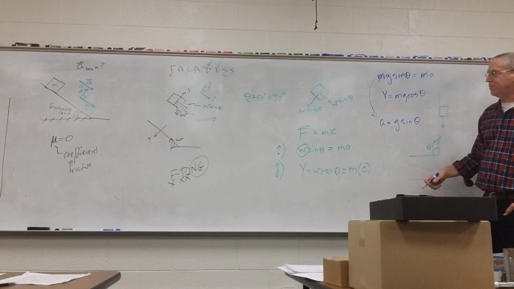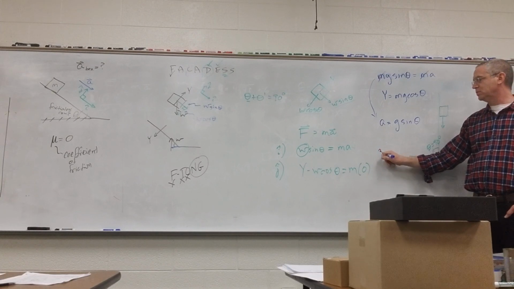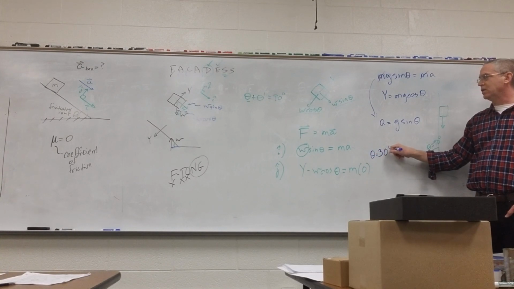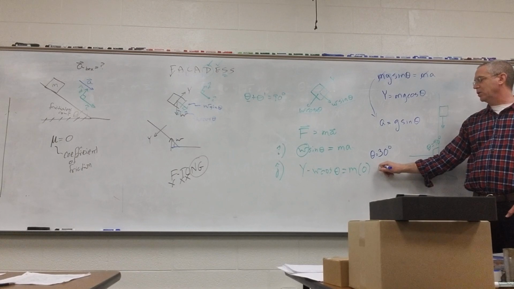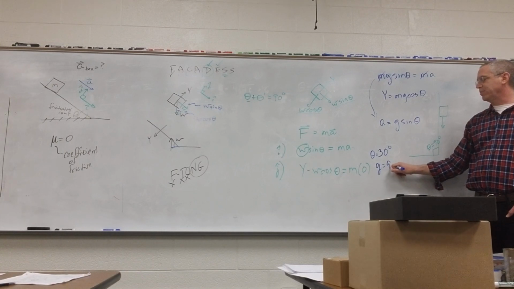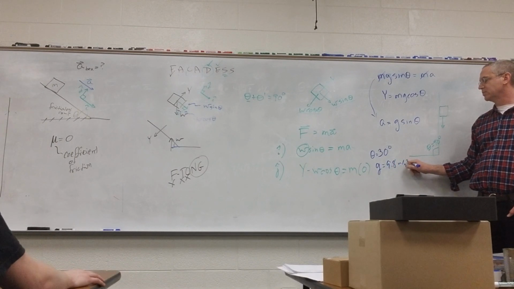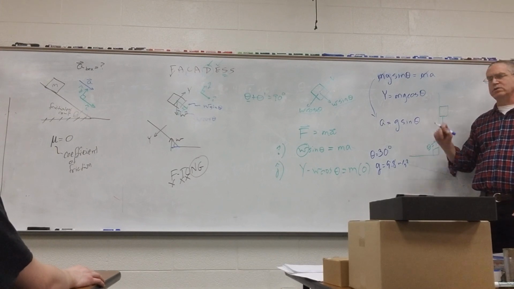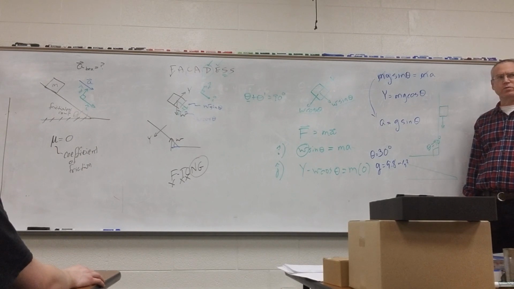So if it is a 30-degree angle, so theta is 30 degrees, and g is 9.8 meters per second squared. And by the way, g is always a positive number, unless you're dealing with anti-gravity.